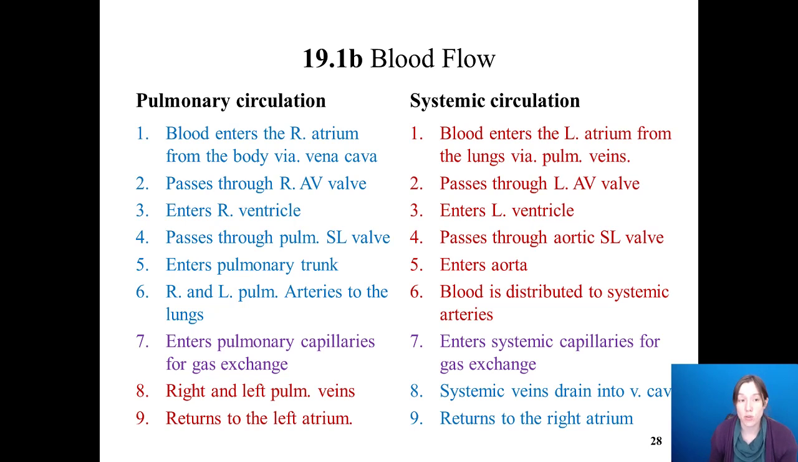So make sure you guys know the blood flow through the heart. I'm not going to read this whole slide, but look at this slide and be able to go through the blood flow in the heart. One of your worksheets has you drawing it and coloring the arteries and veins.